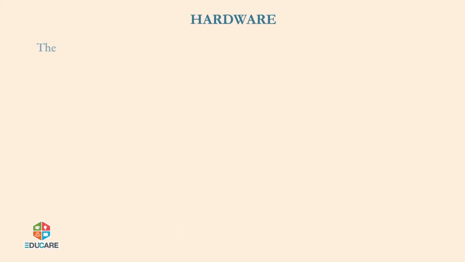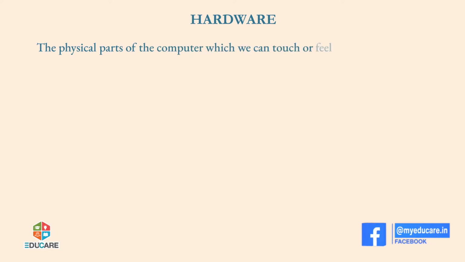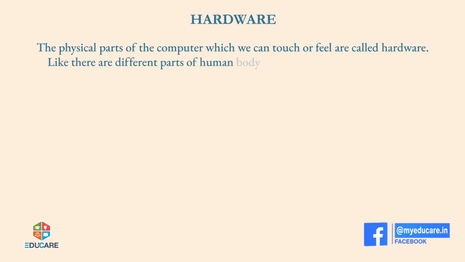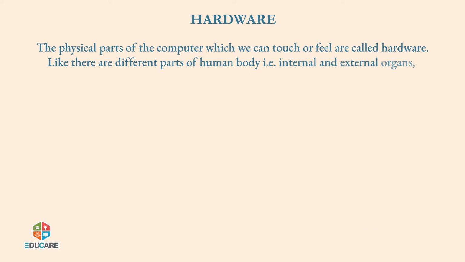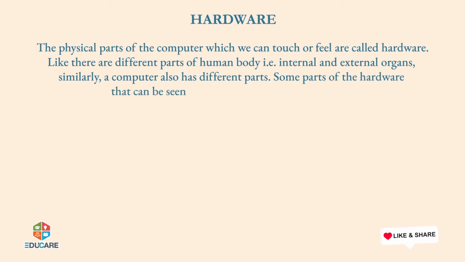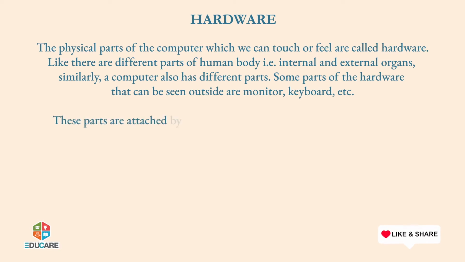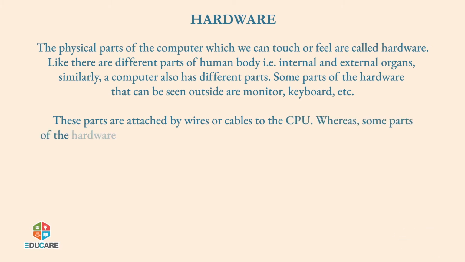Hardware. The physical parts of the computer which we can touch or feel are called hardware. Like there are different parts of human body, that is internal and external organs, similarly a computer also has different parts. Some parts of the hardware that can be seen outside are monitor, keyboard, etc. These parts are attached by wires or cables to the CPU, whereas some parts of the hardware are inside the CPU, which can be seen only on opening the CPU.